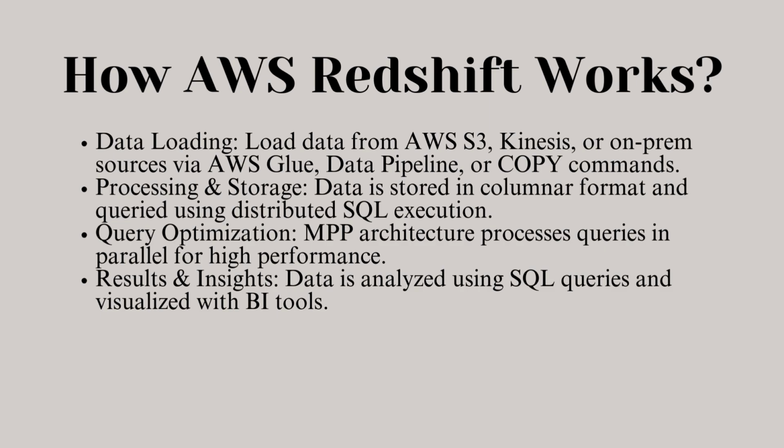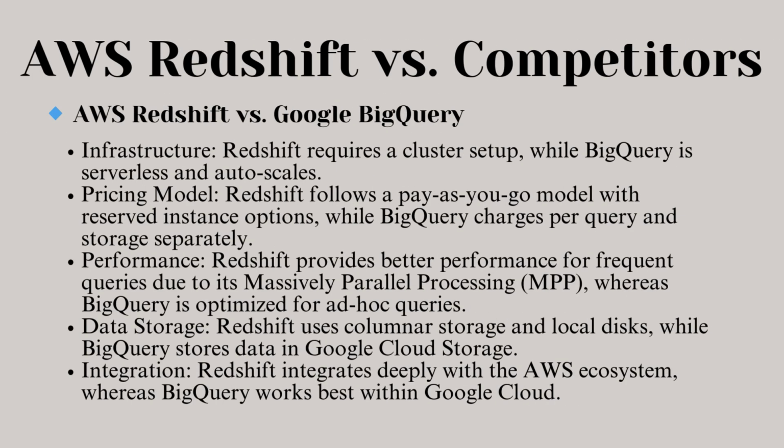The third step is query and optimization. Massively parallel processing, MPP, executes SQL queries in parallel to reduce execution time. The fourth is results and insight. Data is analyzed and visualized using BI analytics tools like QuickSight, Tableau, and Looker. AWS Redshift versus competitors. AWS Redshift is often compared with other cloud data warehouse solutions. Here is how it stands out against the competition.